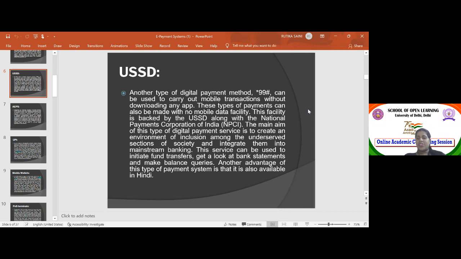So basically, although the penetration of smartphones is really high, we still have some sections of the society where people cannot afford smartphones, or cannot afford the data, or the data facility is not provided in that area. So how would you make the payment? USSD is something that would help people who are living in remote areas.